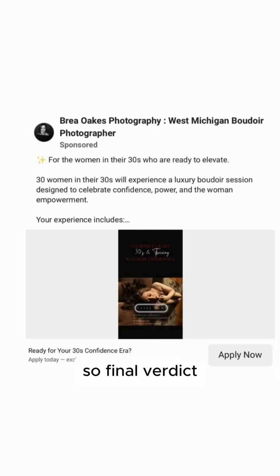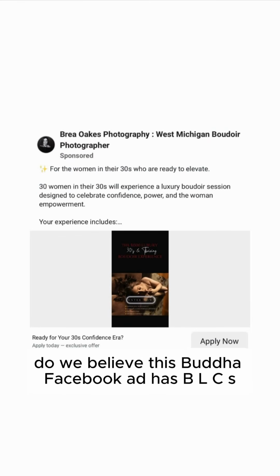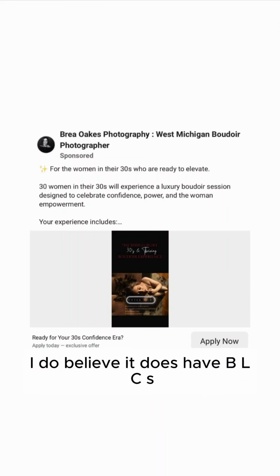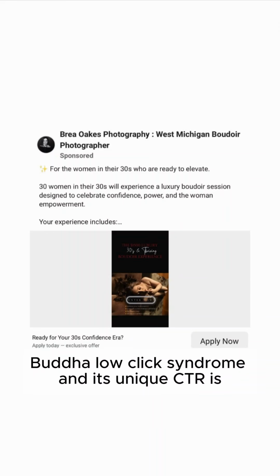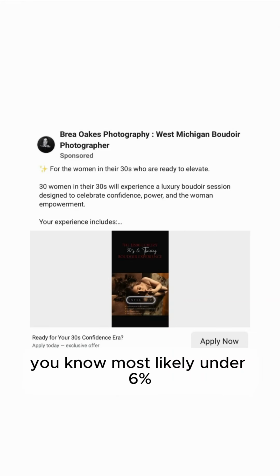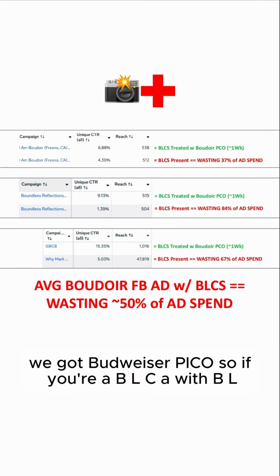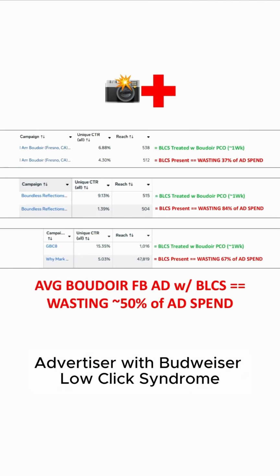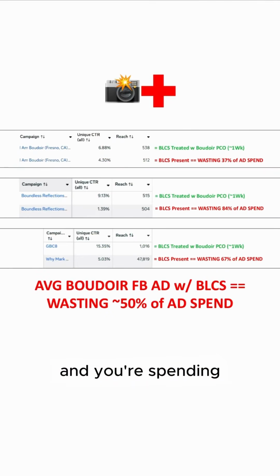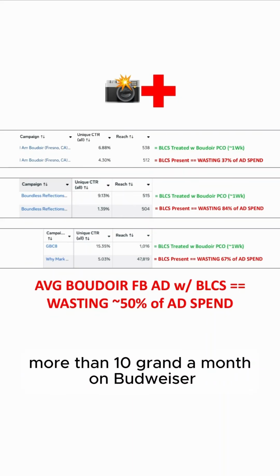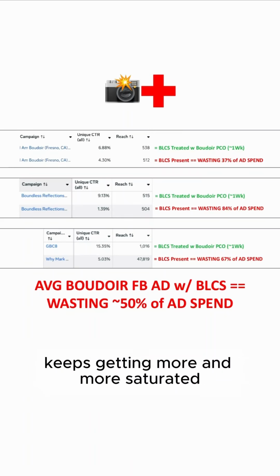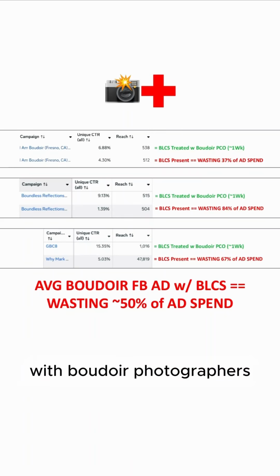So final verdict. Do we believe this Boudoir Facebook ad has BLCS, yes or no? Yes, I do believe it does have BLCS, Boudoir low click syndrome, and its unique CTR is most likely under 6%. So if you're a BLCA with BLCS, a Boudoir low click advertiser with Boudoir low click syndrome, and you're spending more than 10 grand a month on Boudoir Facebook ads, and you've seen how the market keeps getting more and more saturated with Boudoir photographers.